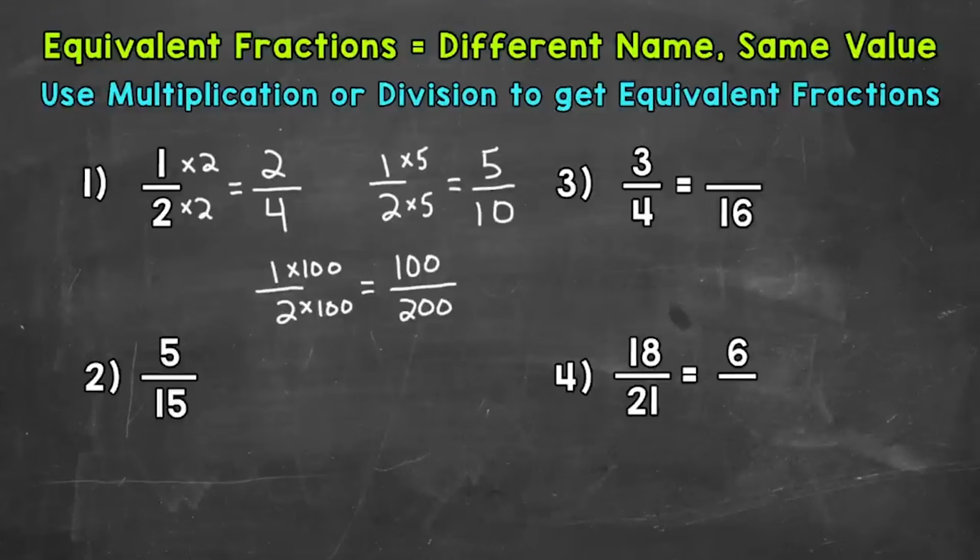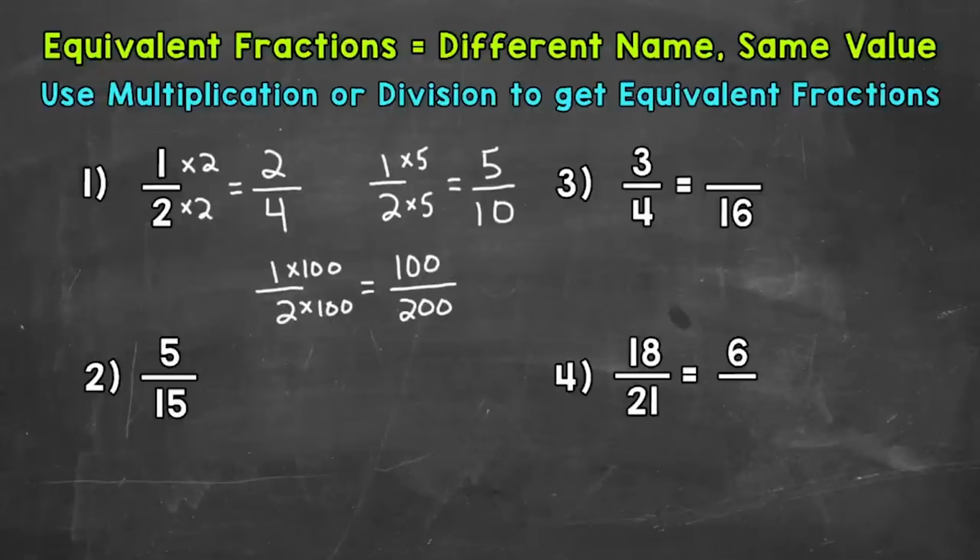Now, division is a little more limited. It depends on that first given fraction if we can use it. But again, that multiplication really opens up our possibilities and gives us an infinite amount of equivalent fractions. Let's move on to number 2, where we have 5/15. Now for 5/15, we can use multiplication or division.